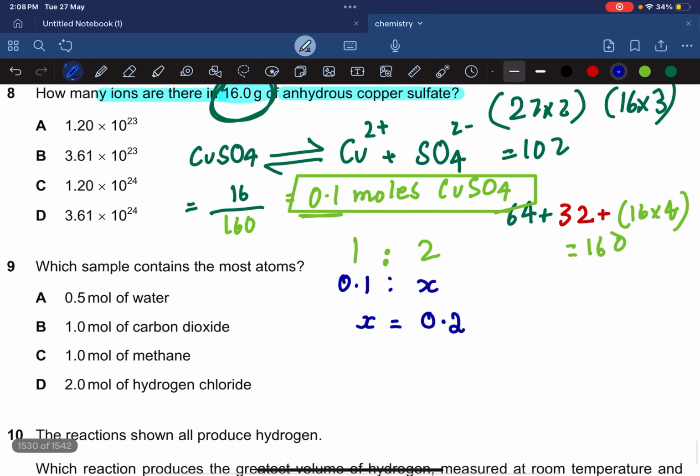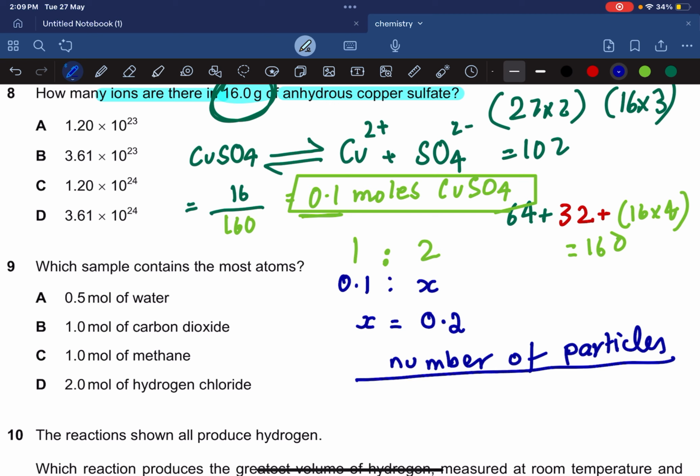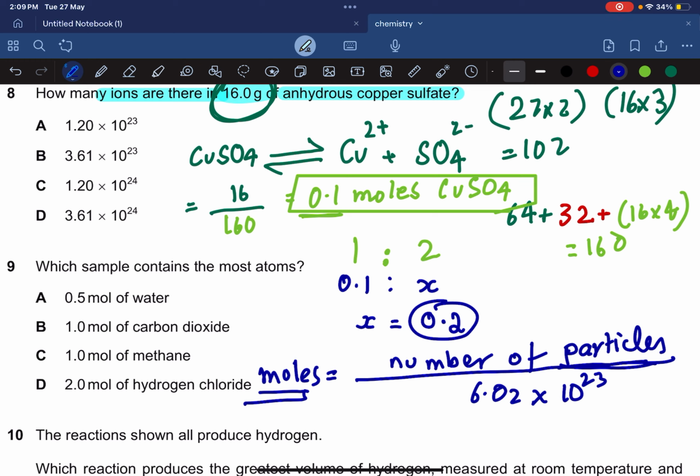Now the simple formula for this is that number of particles, I guess this formula is extremely beneficial. Number of particles upon your Avogadro's constant, which is 6.02 times 10 exponent 23, equals your moles. Okay? Number of particles can be anything. It can be ions, it can be molecules. Right now we're dealing with ions. So moles, we have 0.2 moles. And this thing right over here comes over here, gets multiplied with the moles, and you get the number of ions. So 0.2 multiplied by 6.02 times 10 exponent 23 is going to give you your number of particles.